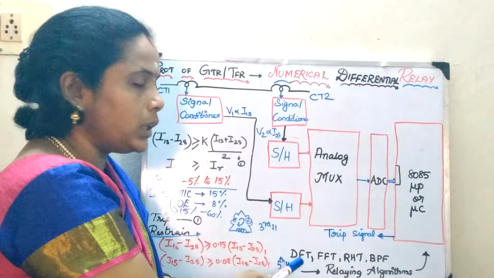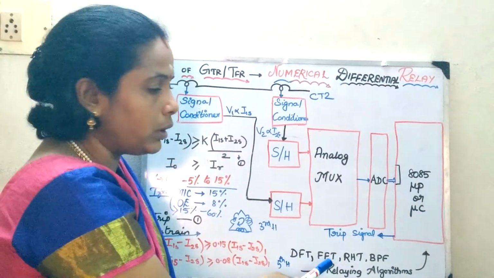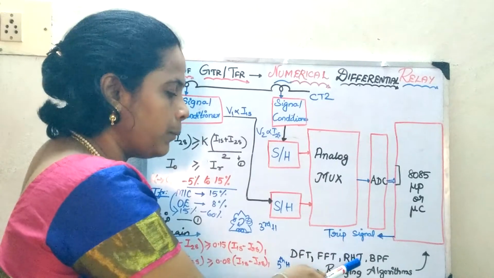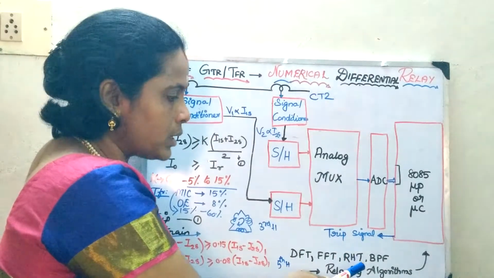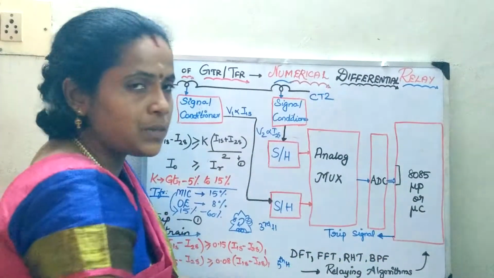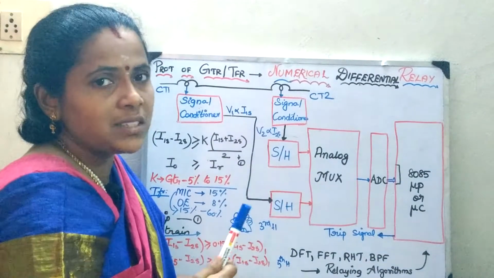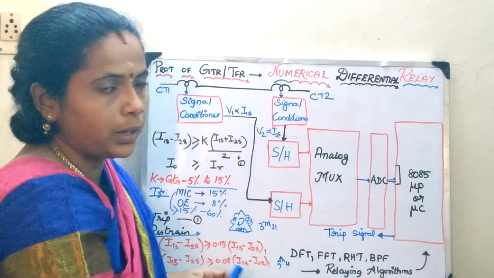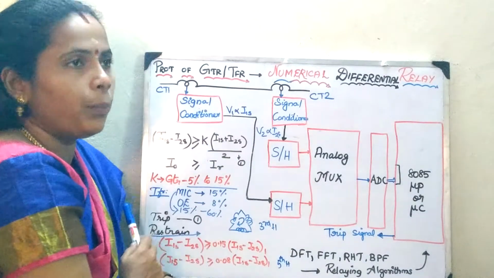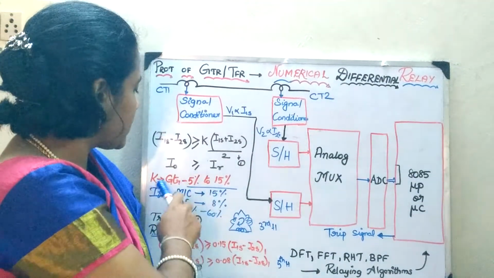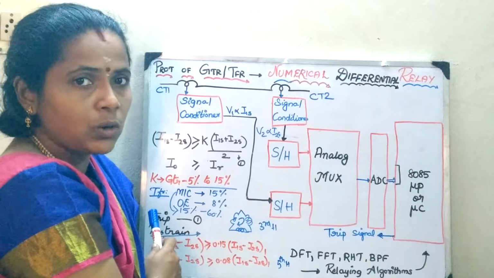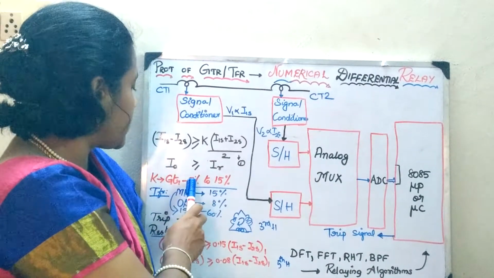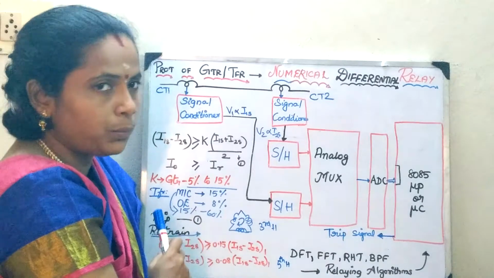The relaying algorithms to be incorporated in the microprocessor can be the DFT, that is the discrete Fourier transform, or the fast Fourier transform, or the rationalized Hart transform, or the block pulse function. Any of these techniques will be incorporated in order to extract the fundamental frequency components for the relay to operate. Now, let us consider generator protection, where the slope or the bias condition is in the range of 5% to 15%.